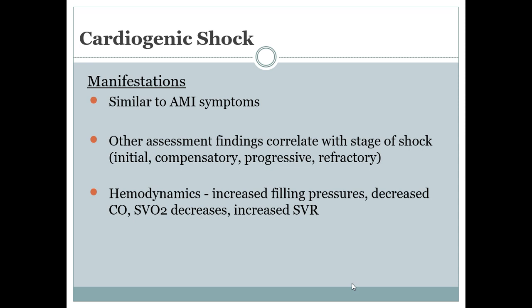Hemodynamically, these patients will have increased filling pressures. Both right and left preloads are increased because of the impaired pumping ability of the heart, but cardiac output is low. As a result of compensation for low cardiac output, vasoconstriction occurs, increasing our systemic vascular resistance, and our SpO2 decreases, along with an increased systemic vascular resistance.